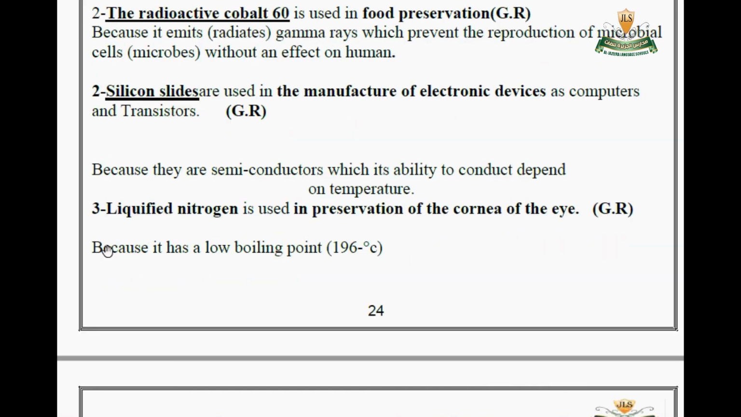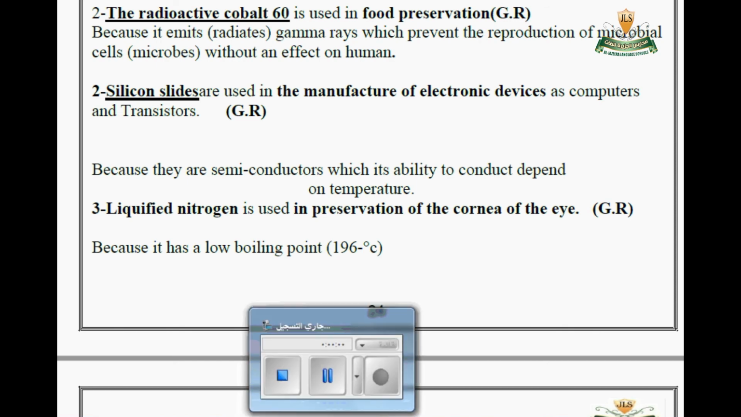Number three, liquefied nitrogen. It is used in preservation of the cornea of the eye. Why? Because it has a low boiling point. The boiling point of nitrogen is minus 196 degrees Celsius.